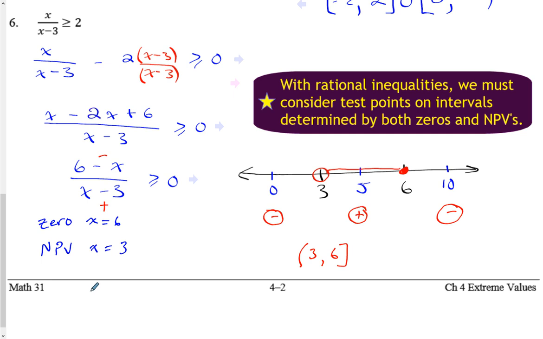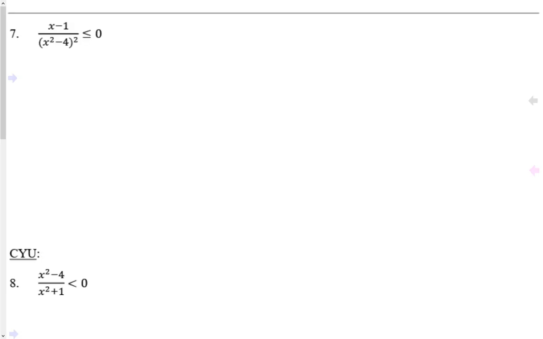Well, why stop there? One more example before I give you some check your understanding questions to try. Here we have a more complex rational equation, or inequality, I should say. The right-hand side is already 0, which is kind of nice. It'll save us some work.